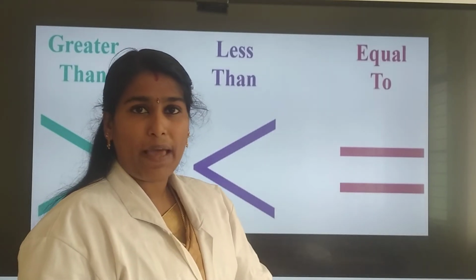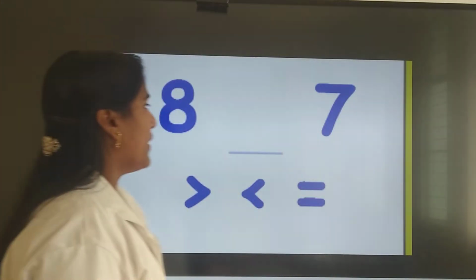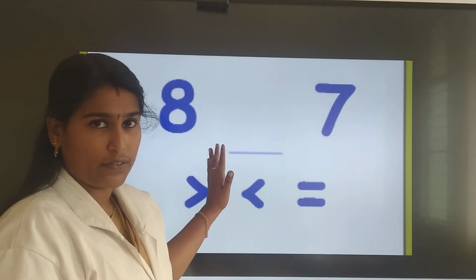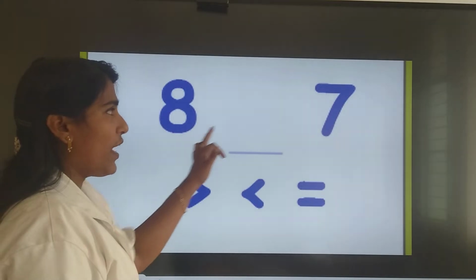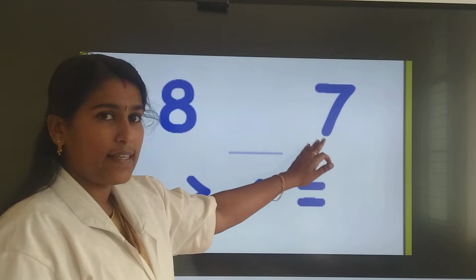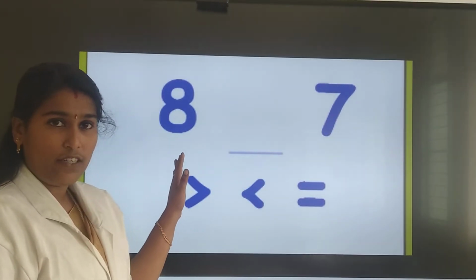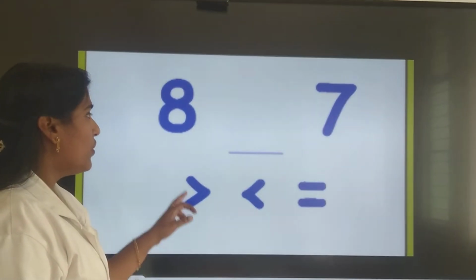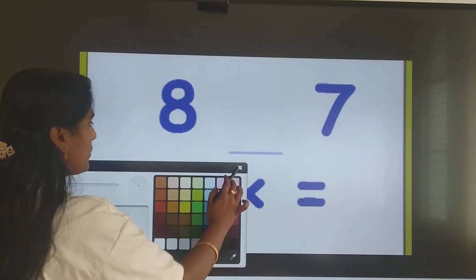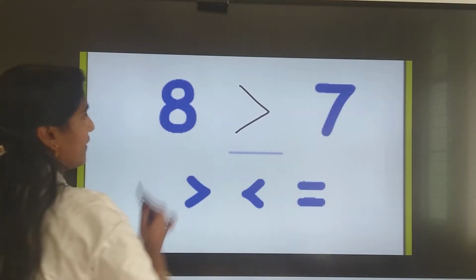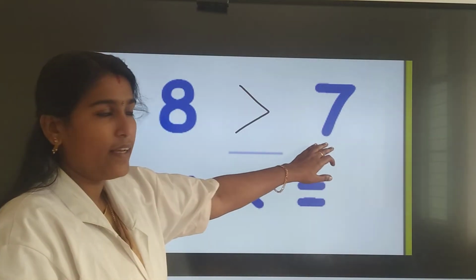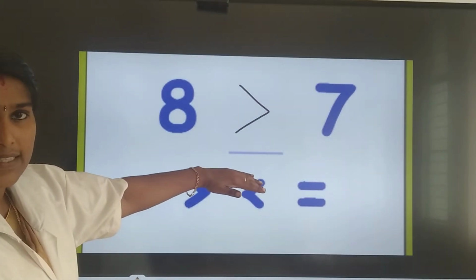Okay, now let us see some examples. The first example: here we are going to compare these two numbers. Here the number is 8 and here the number is 7. So is 8 greater than 7 or is 7 greater than 8? Yes, we know 8 is greater than 7. So here we use the greater than symbol. 8 is greater than 7. This is for comparing one digit numbers.